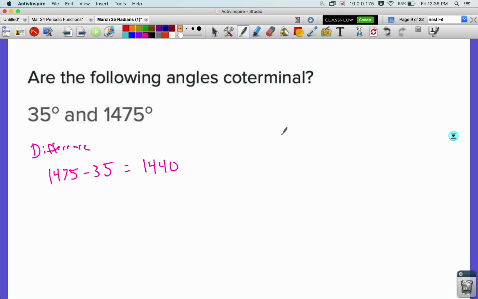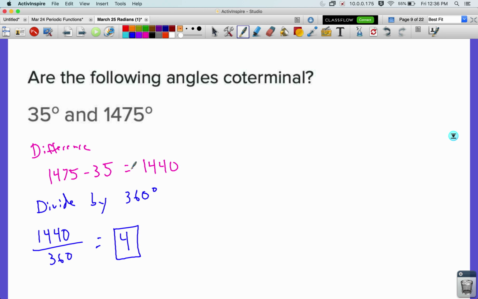All right, and then we want to see if the difference is a multiple of 360 degrees, which is a full rotation. So then we divide by 360 degrees. So I've got 1440 over 360. Divide this by 360, and I get 4, exactly 4.